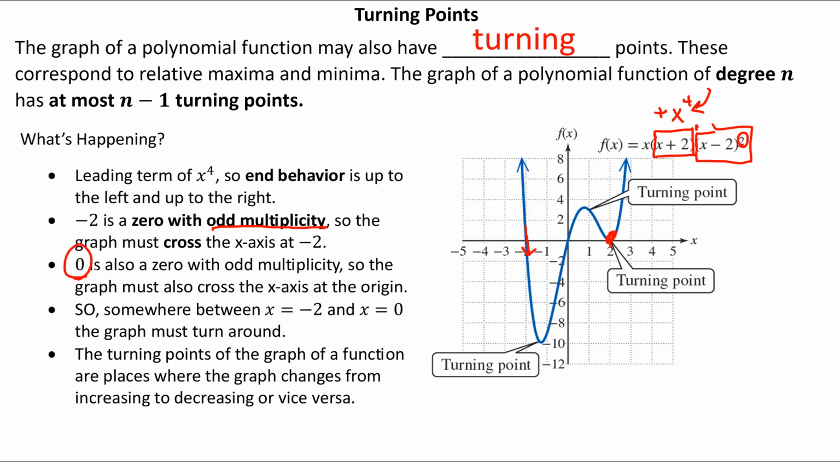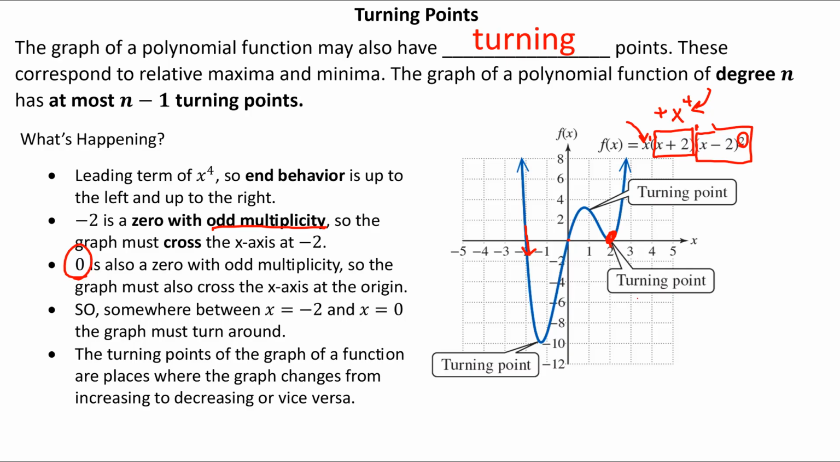And I also know that 0 is a 0 with odd multiplicity because x is also a factor of this function, raised to the first power, which is odd. And that is also a value that will make this function equal 0. So 0 is a 0 of this function, and it has an odd multiplicity, which means that when x is 0, right here, the graph also crosses the x-axis.